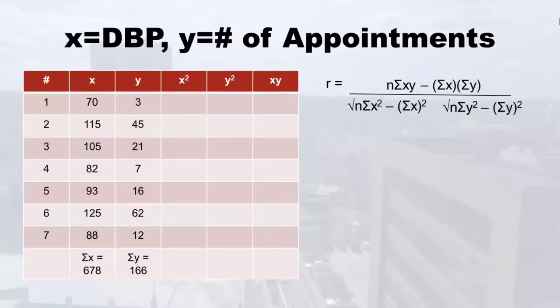And it's pretty simple to go to the bottom and sum up each of the columns. We have sum of X's 678 and sum of Y's 166. And also, I'm reminding you of the R calculation. I put that in the upper right just so we can see what we're doing.